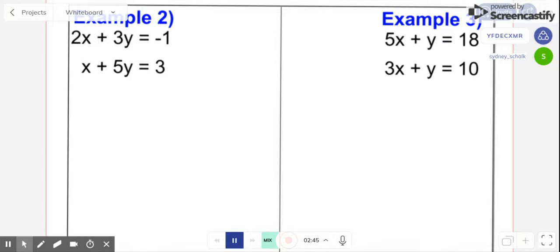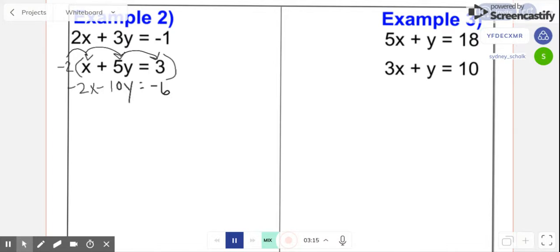All right, so for example 2, it's already in that standard form. So we just need to look for opposites now. I don't see any, so I need to create my own. I see a 2x and an x. Well, in order to make that x the opposite of 2x, I need to multiply this whole entire equation by negative 2. So I'm multiplying the x by negative 2, the 5y by negative 2, and the 3 by negative 2. Every single term within the equation.